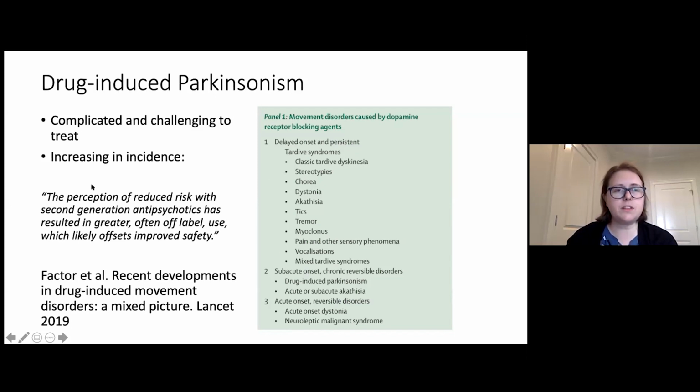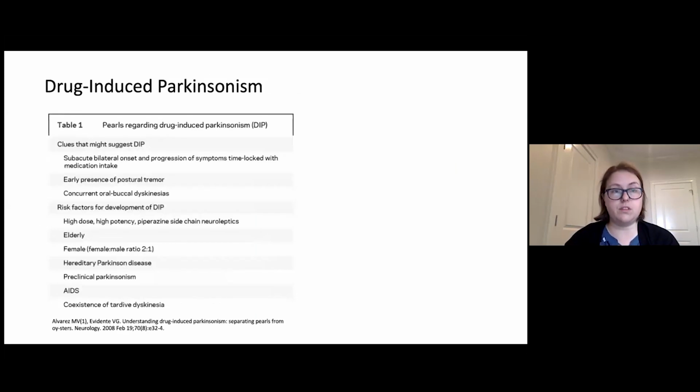I also wanted to mention that we're actually seeing an increasing incidence of drug-induced Parkinsonism. That's likely because of the increased use of second-generation antipsychotics, which, although they are safer than the original antipsychotics, are being prescribed very, very widely for an increasing number of indications. So more and more people with depression are getting them. And so we're seeing more of this than we used to.